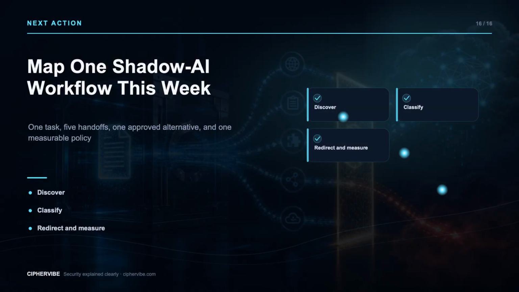Choose one common task such as summarizing meetings, rewriting contracts, analyzing spreadsheets, or reviewing code. Trace identity, input, retention, connectors, and output sharing. Decide which data is allowed, collect vendor evidence, and provide a governed alternative.